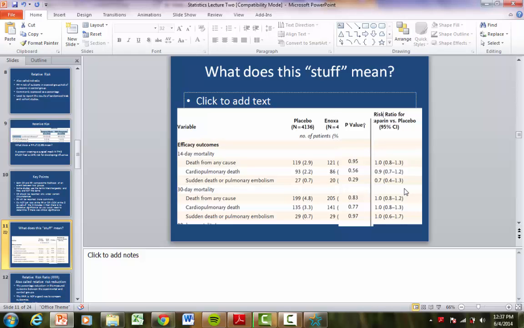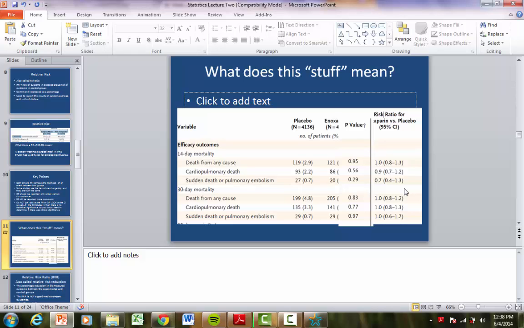If you take your calculator and do 119 divided by 4,136, I end up with 2.8 something percent. So there were some decimals that we don't have all the pieces to. If in this enoxaparin group I took 121 divided by, and a piece got cut off here, I could calculate all of these numbers. There were 4,171 patients in the enoxaparin group.